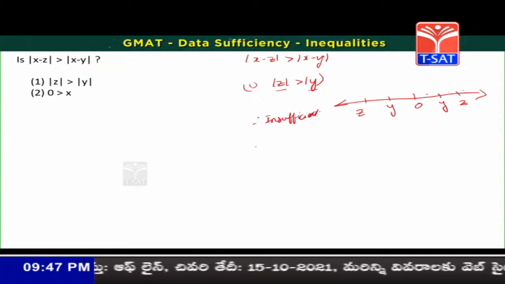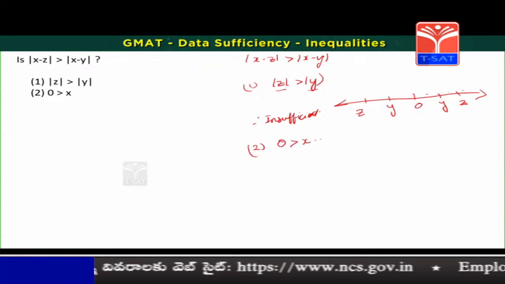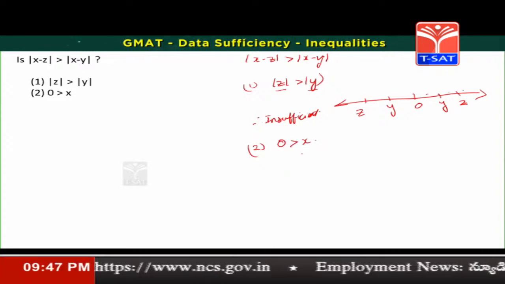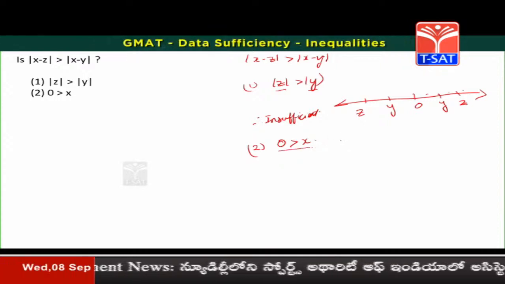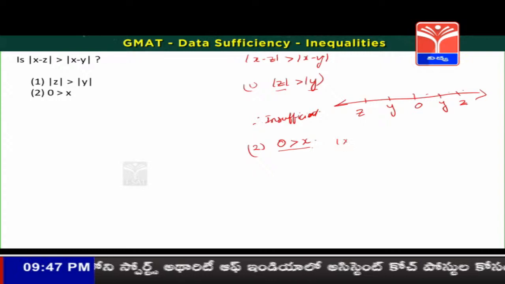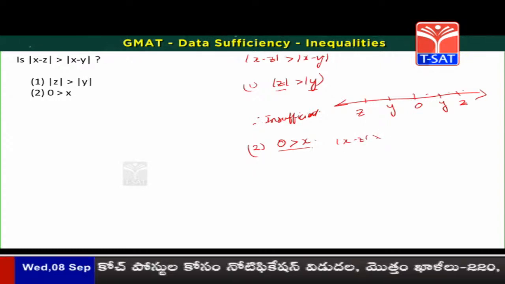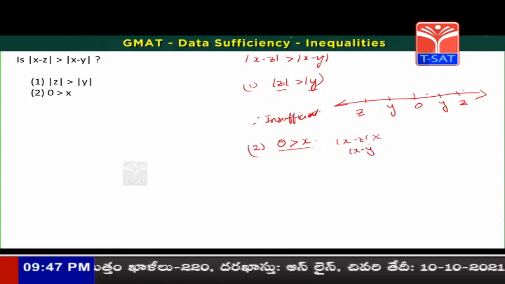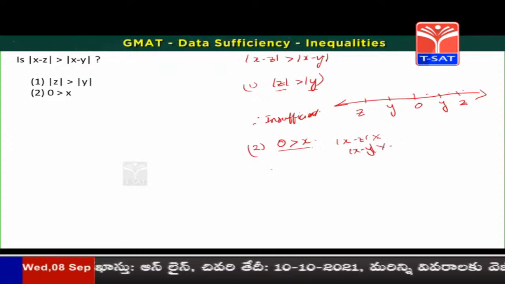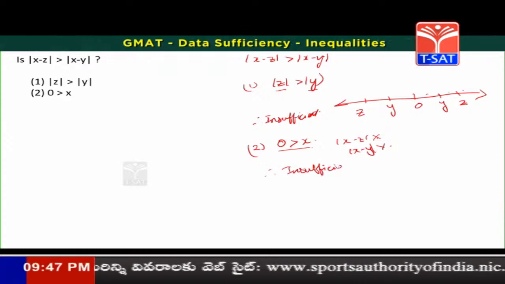That was statement 1. Now statement 2. Statement 2 says that x is less than 0. By this information alone, you cannot say for sure, because you know nothing about z and y. So you cannot say for sure anything about the distance of x from z or x from y. Therefore, this is insufficient to answer the question.